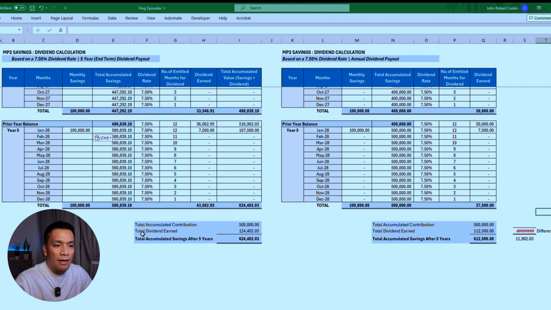And sa ating total dividend earned, mayroon tayong 124,000 and 112,000 para naman sa annual dividend payout. So, nakita niyo yung difference ng dividend earned. Nagmamatter na siya at lumalaki siya kapag malaki rin ang magiging contribution ninyo. So, ito yung kakalabasan ng 100,000 na annual contribution nyo at the beginning of the year. So, definitely, ang ganda nung earning na 124,000 sa 500,000 na contribution mo throughout the 5-year period.